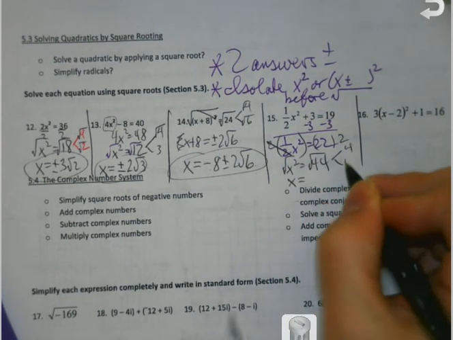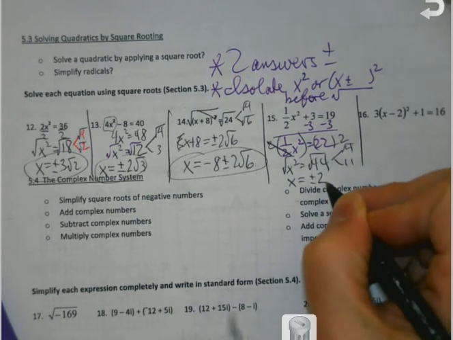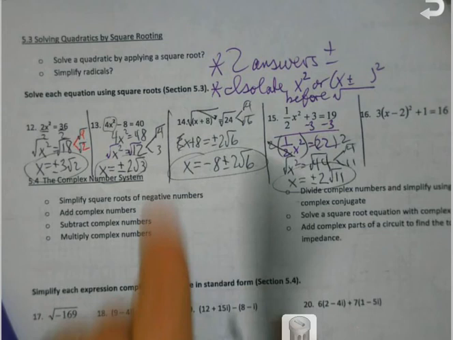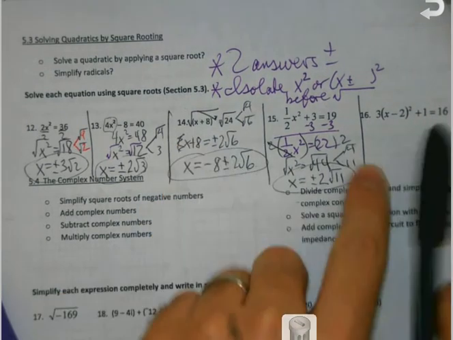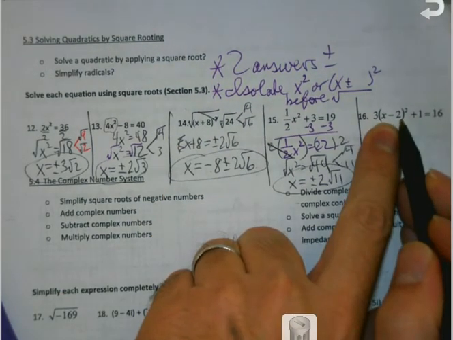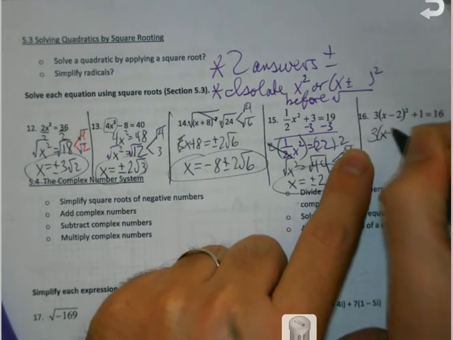And yes, even this breaks down. Square root of 4 is 2. 11 doesn't break down. Okay. And similar to what you did on 14, we're going to do on 16, but look, this isn't on a side by itself yet. Furthest thing away, the plus 1. Get it out of there first.